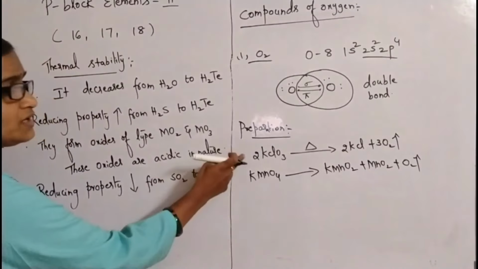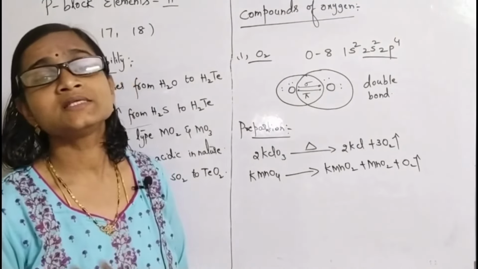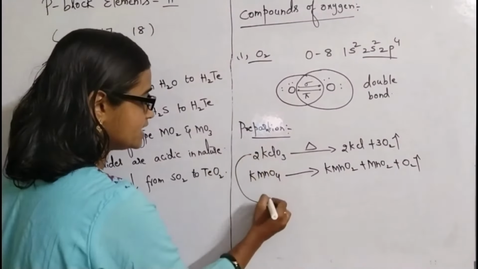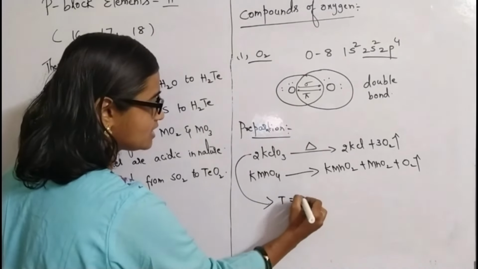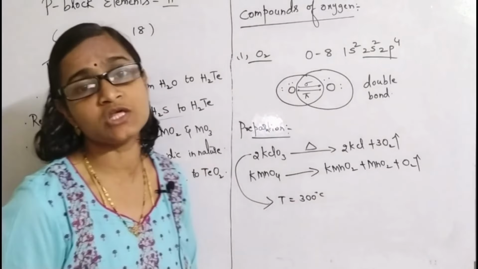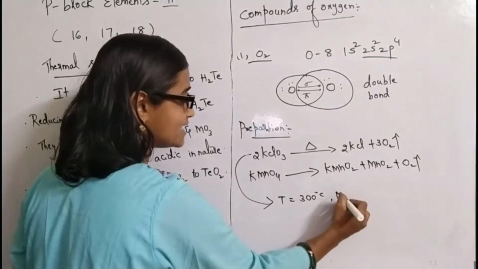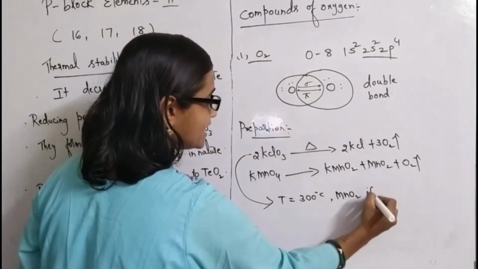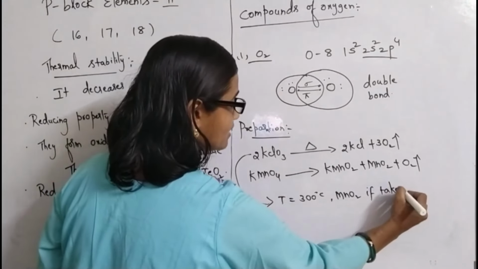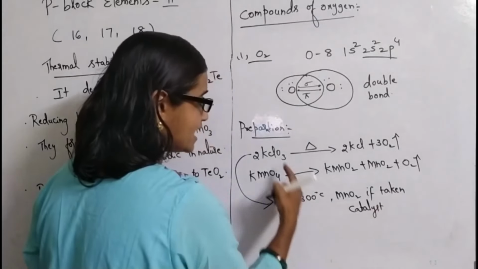If you take this reaction, 2 KClO3, generally it requires around 300 degrees centigrade. You have to heat that potassium chlorate to 300 degrees centigrade. But if you take manganese dioxide, MnO2, as catalyst, then the reaction can happen.